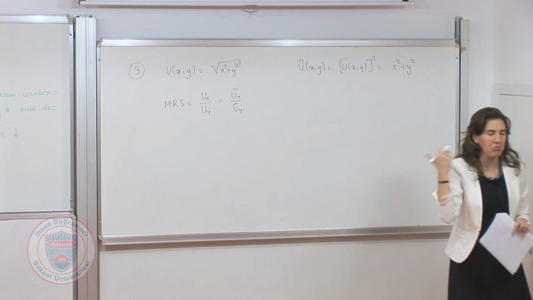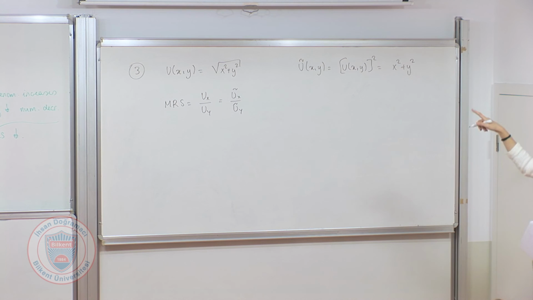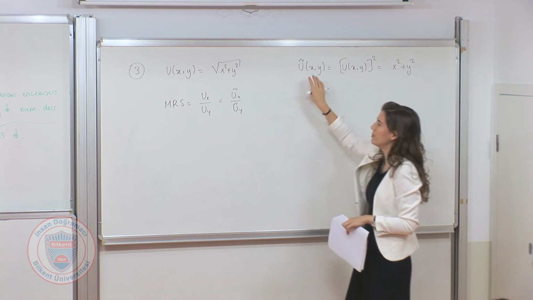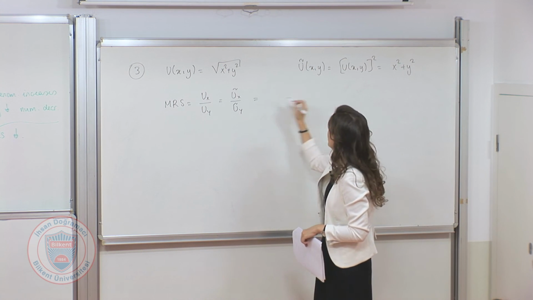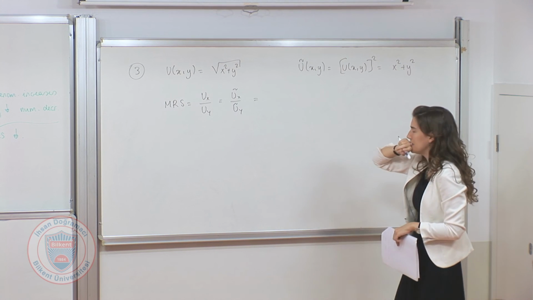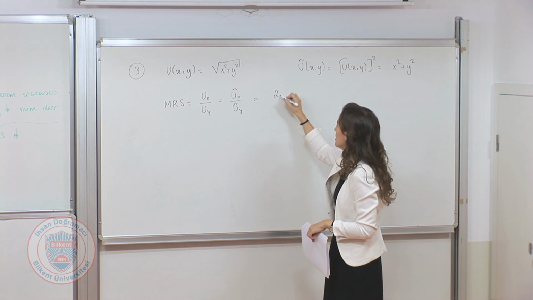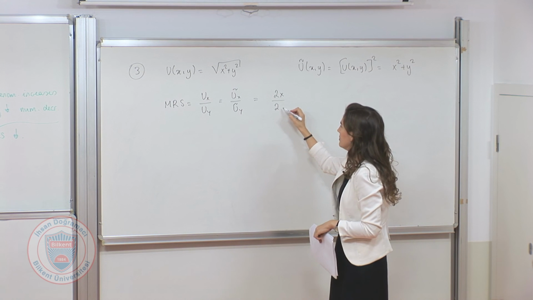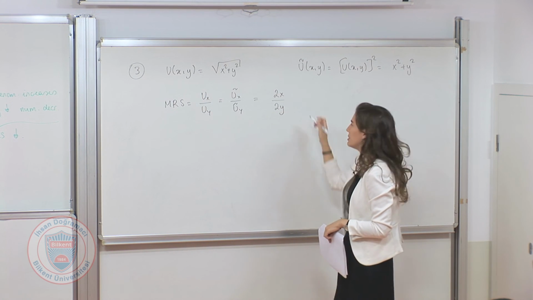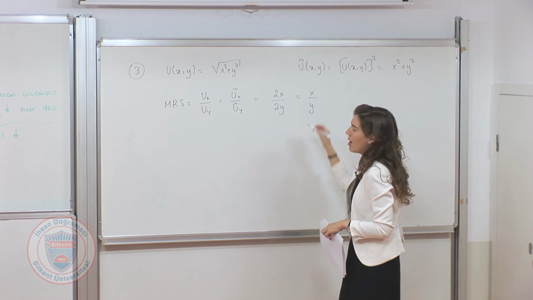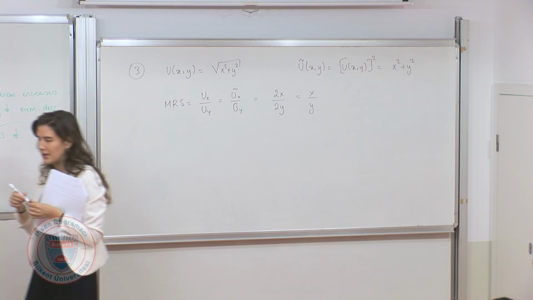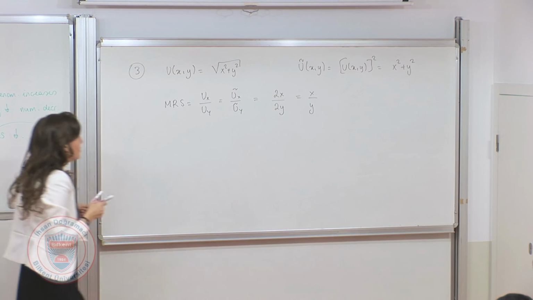I can just check the marginal utilities of this transformed utility function. If I take the derivative with respect to x, I get 2x divided by 2y, so the MRS is x over y. Let's see what's happening to the MRS again.